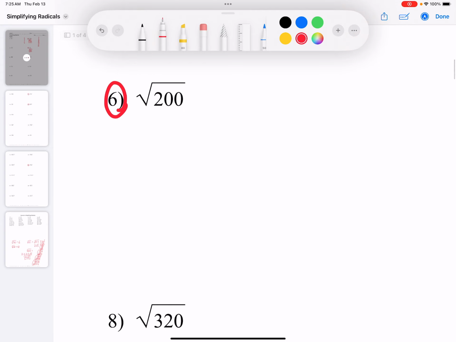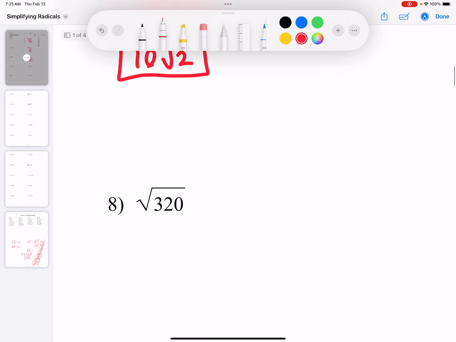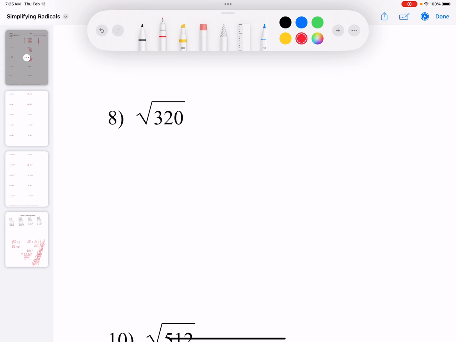For number 6, 200 can be broken down into 100 times 2. So the square root of 100 is 10, and I'm left over with the square root of 2. So this method can be faster, but it can also be a little bit more complicated. Like with number 8, 320.